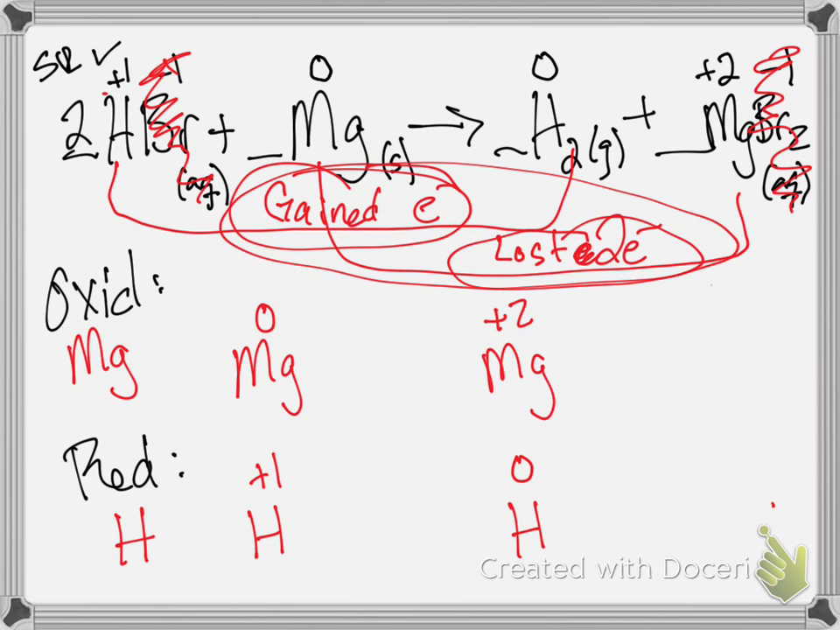Well, reduction is the easier one because we can just put the plus sign in. Reduction is gaining, so add how many electrons? 1 electron to get that hydrogen 0. Oxidation, magnesium needs to produce how many electrons off of it? 2 electrons will also produce Mg +2.